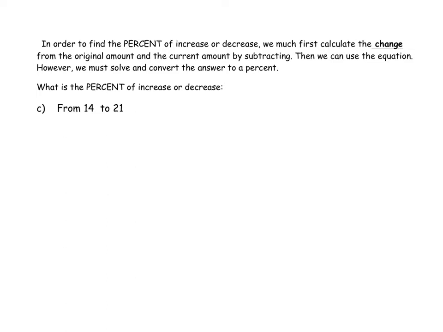Now, to find the change, we're going to start with the new amount. So that would be 21, and we're going to subtract the original amount, which was 14, and we get a positive 7. So that positive 7 also indicates that there's an increase. If we would have gotten a negative number, it would have indicated a decrease. And that's because we start with the new minus the original. So now our change is 7.